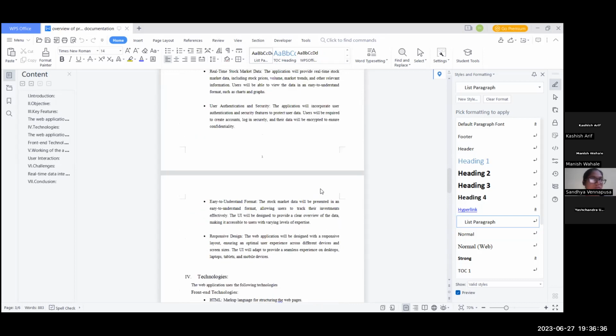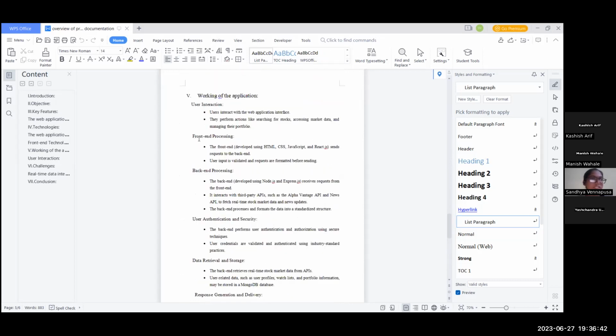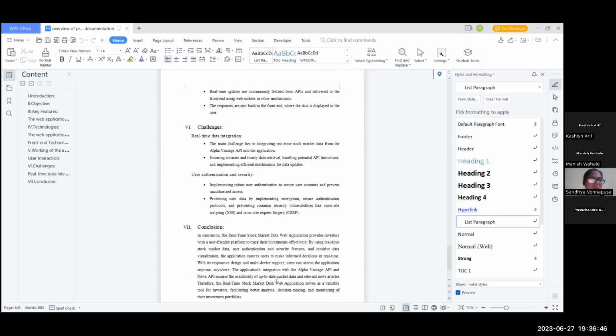The key features, technologies, front-end and back-end API technologies, then working of the application, the challenges, conclusion.